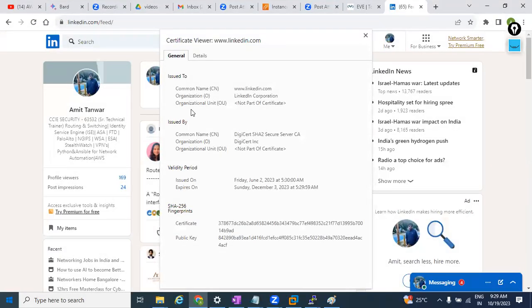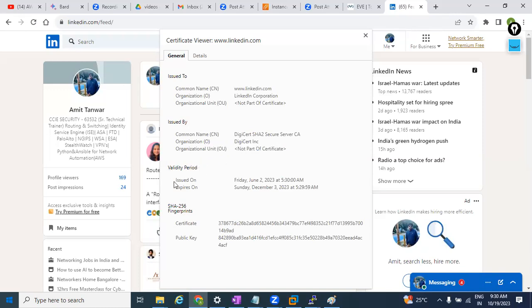So now this is the common name. Common name is linkedin.com. I just told you organization kind of stuff will be there. LinkedIn Corporation. What is the unit? They have not mentioned. Optional. Okay. Issued by whom? DGCRT. Whose the organization? DGCRT. This is the organization name. DGCRT Corporation here. Unit, not the part of certificate.